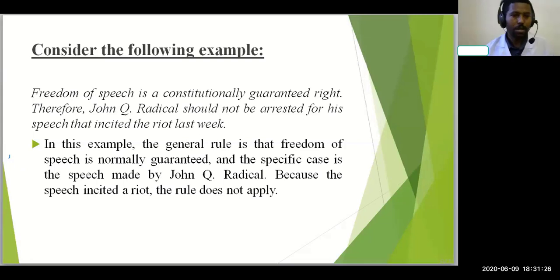Look at this. Freedom of speech is a constitutionally granted right. Therefore, John Radical should not be arrested for his speech that incited the riot last week. In this example, the general rule is that freedom of speech is normally granted; it's constitutionally granted. But the specific case is the speech made by John Radical, because the speech incited a riot. So the constitution, the general rule, does not cover this specific case. So the general rule is not applied to this specific case; it is a matter of interpretation of the general rule.